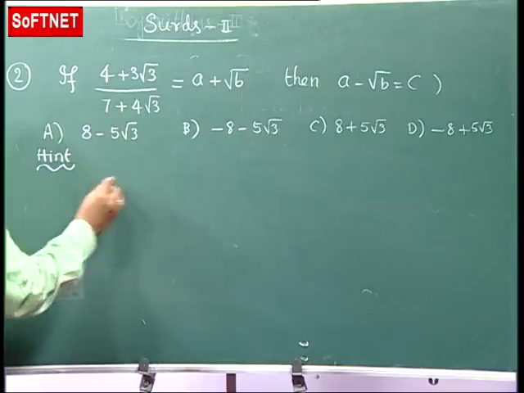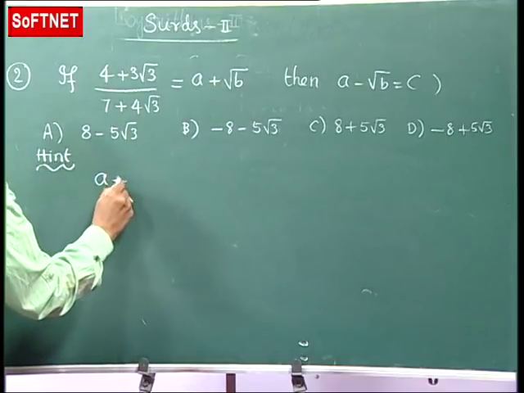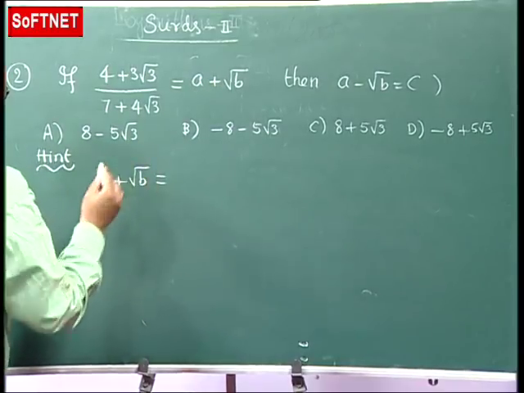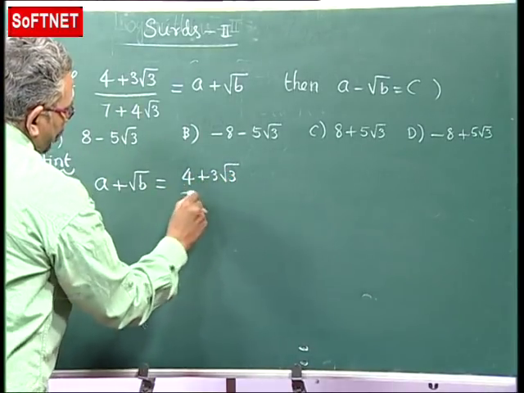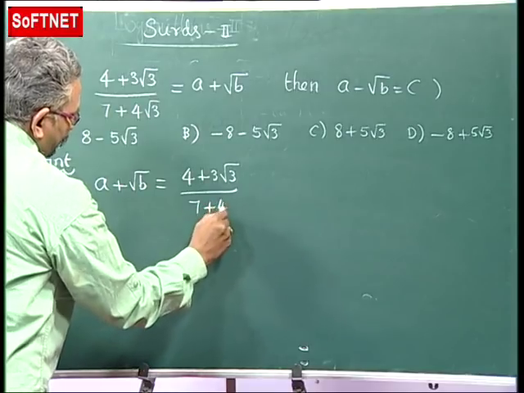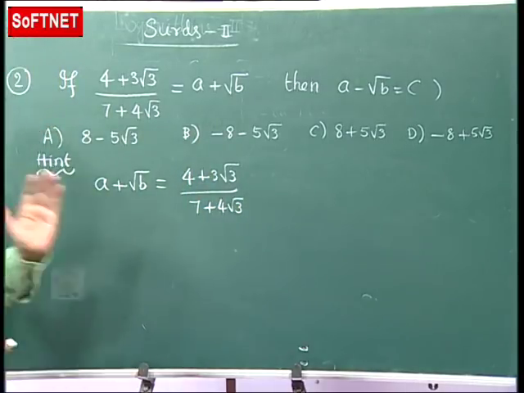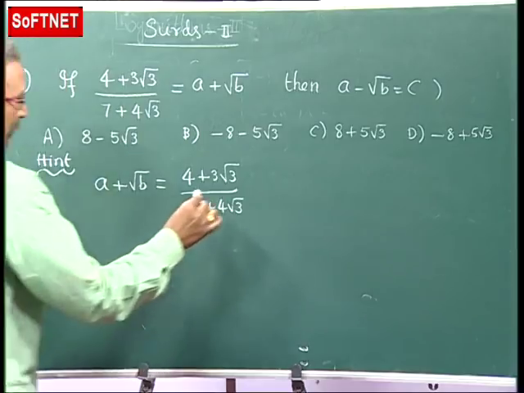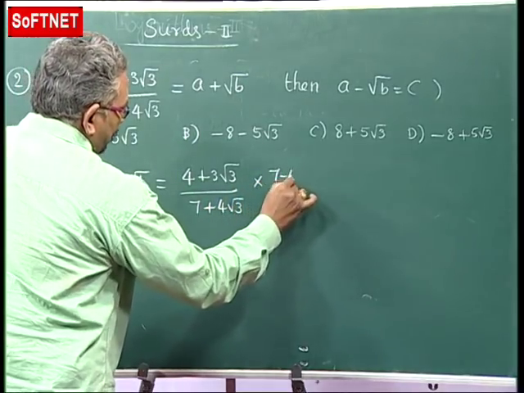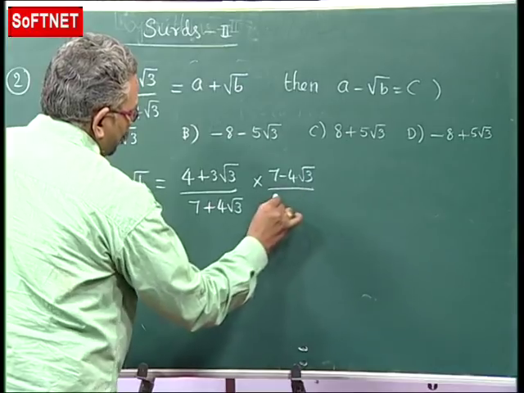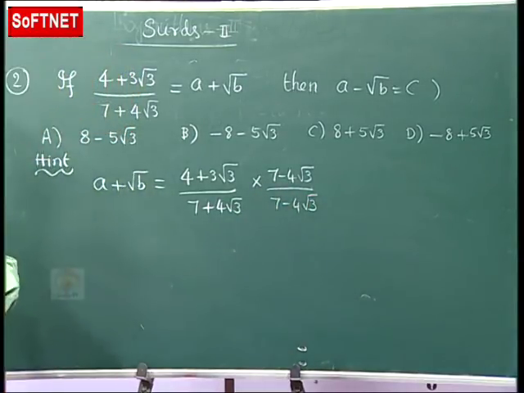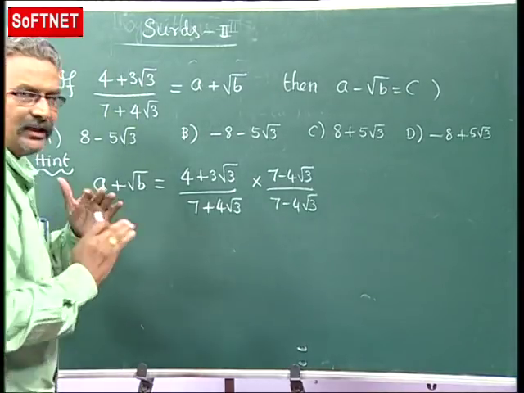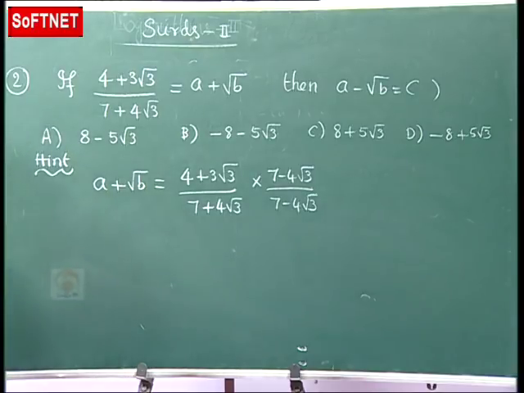Now, this a plus root b equals 4 plus 3 root 3 by 7 plus 4 root 3. So, I already told you, it is multiplied with 7 minus 4 root 3 by 7 minus 4 root 3. This 7 minus 4 root 3 is also called the rationalizing factor of 7 plus 4 root 3. So, we have to perform the calculations very carefully here.